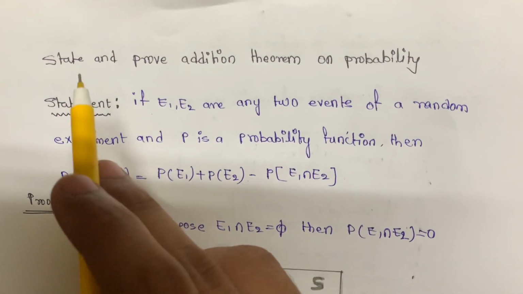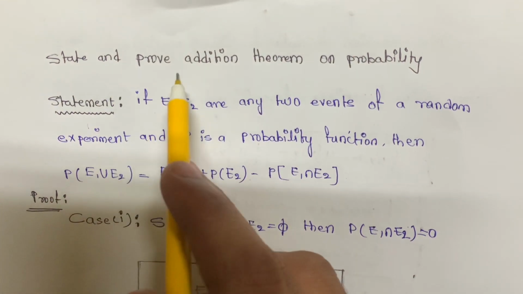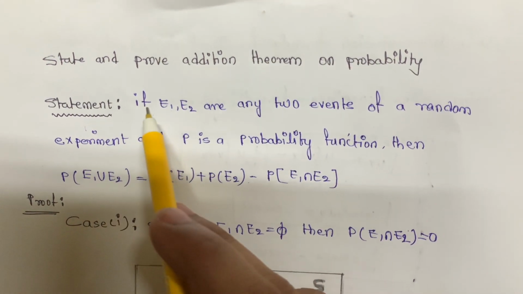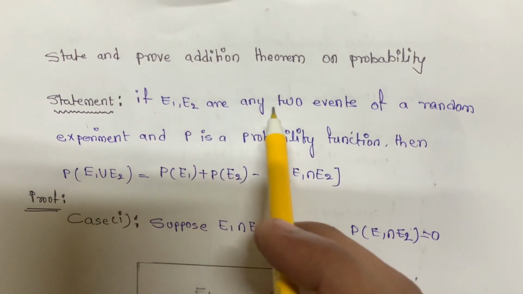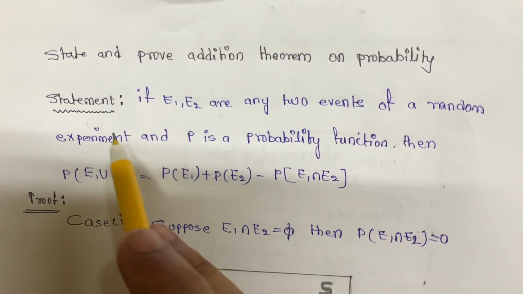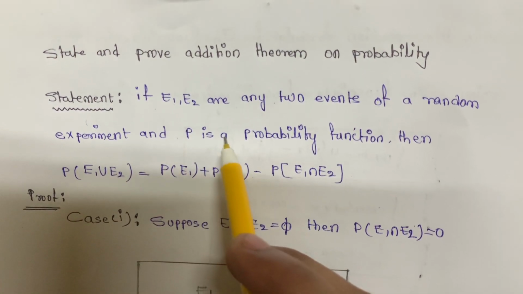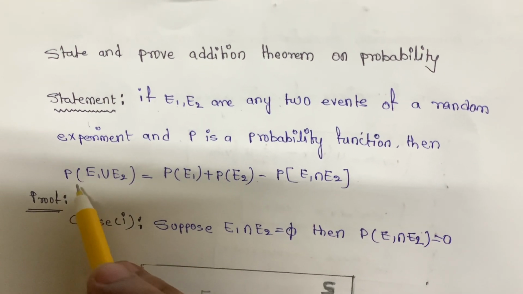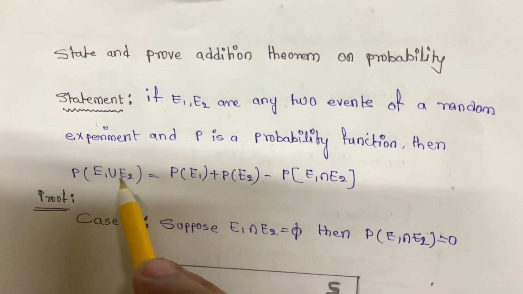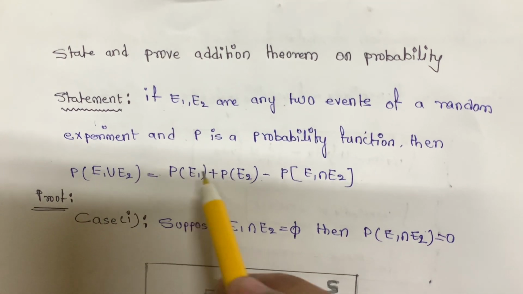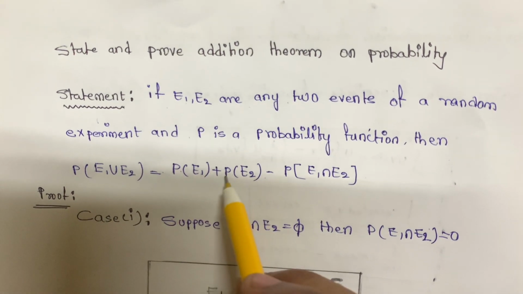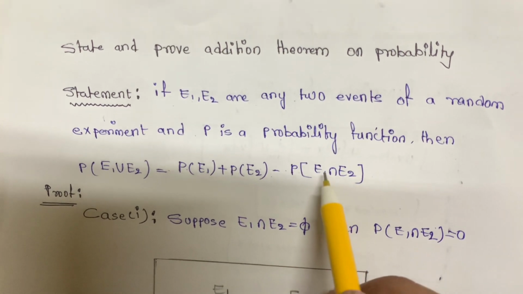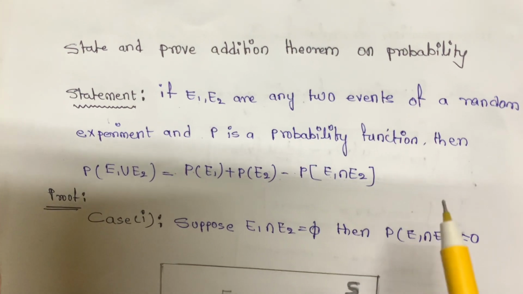Hello everyone. Topic is state and prove addition theorem on probability. Statement: if E1, E2 are any two events of a random experiment and P is a probability function, then probability of E1 union E2 equal to probability of E1 plus probability of E2 minus probability of E1 intersection E2.